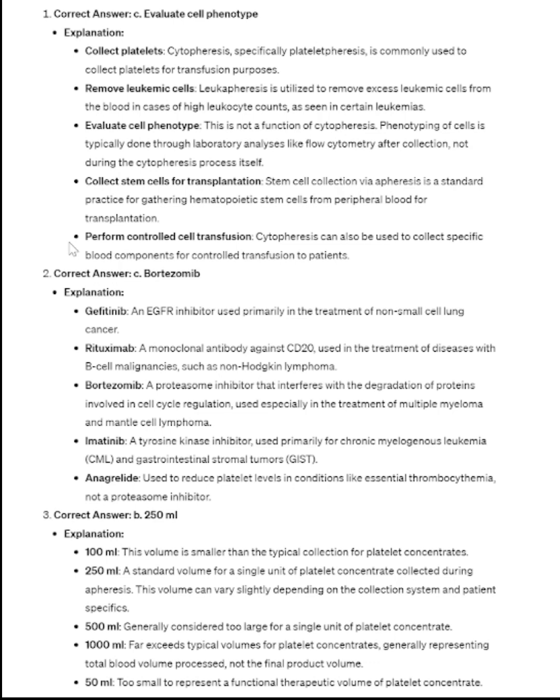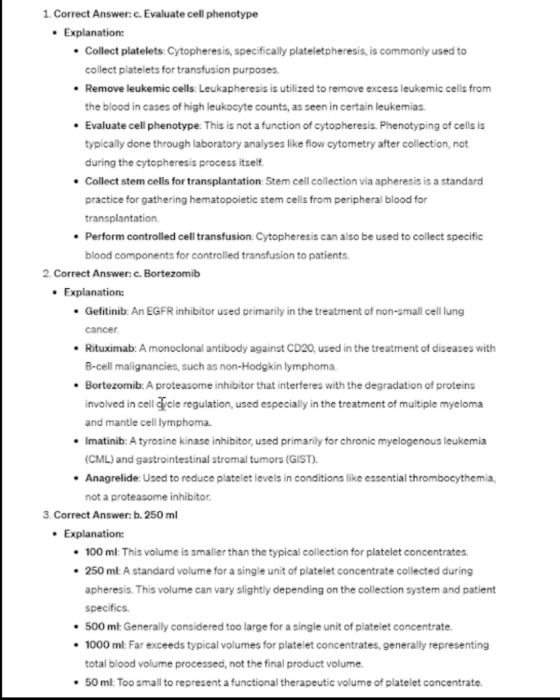Imatinib, a tyrosine kinase inhibitor used primarily for chronic myelogenous leukemia, CML, and gastrointestinal stromal tumors, GIST. Anagrelide, used to reduce platelet levels in conditions like essential thrombocythemia, not a proteasome inhibitor. Number 3. Correct answer, B. 250 milliliters. Explanation: 100 milliliters.